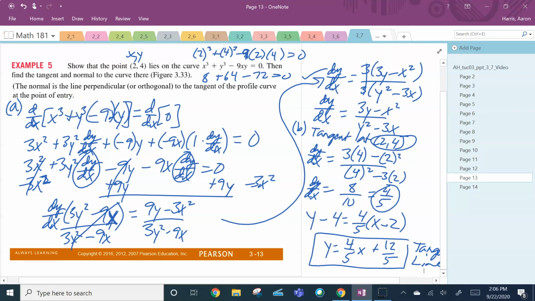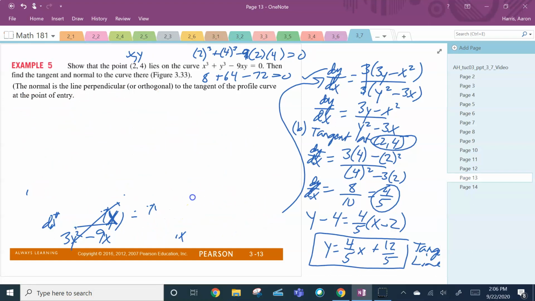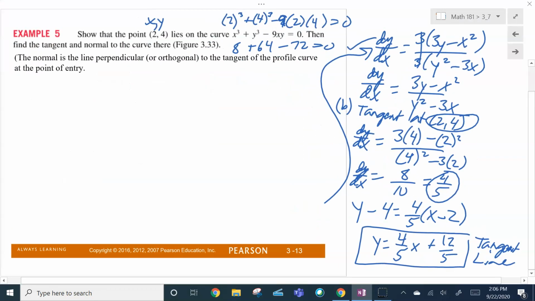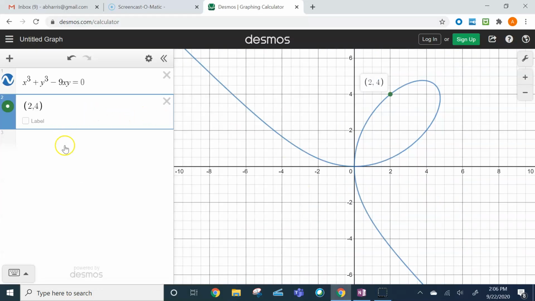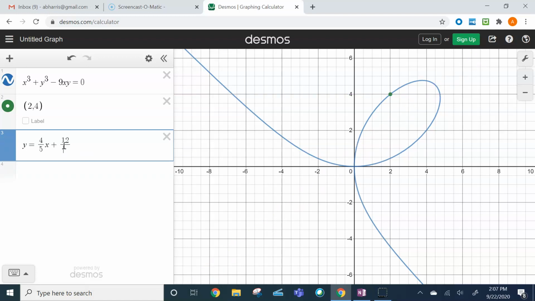Now, I'm out of room here. Let me erase a little bit. Let me punch that in so you can see that on the graph: y equals 4/5 x plus 12/5. See the tangent. And you see that there's our tangent line right there at (2, 4), right? Now I'm going to get the normal, or the orthogonal, at (2, 4).